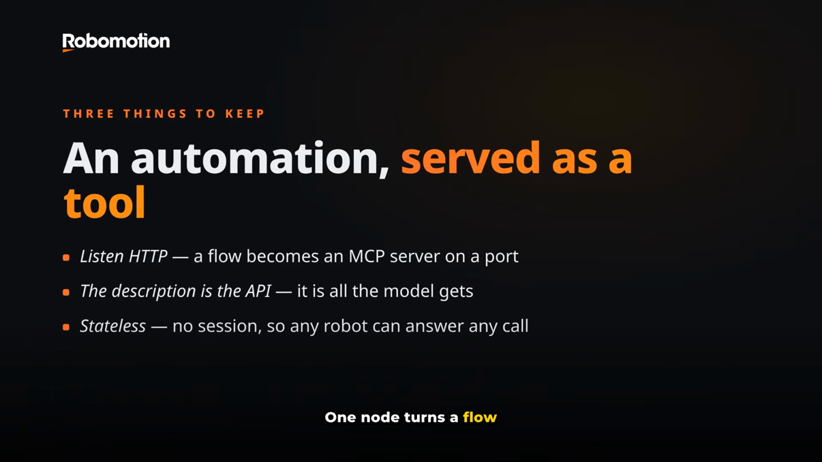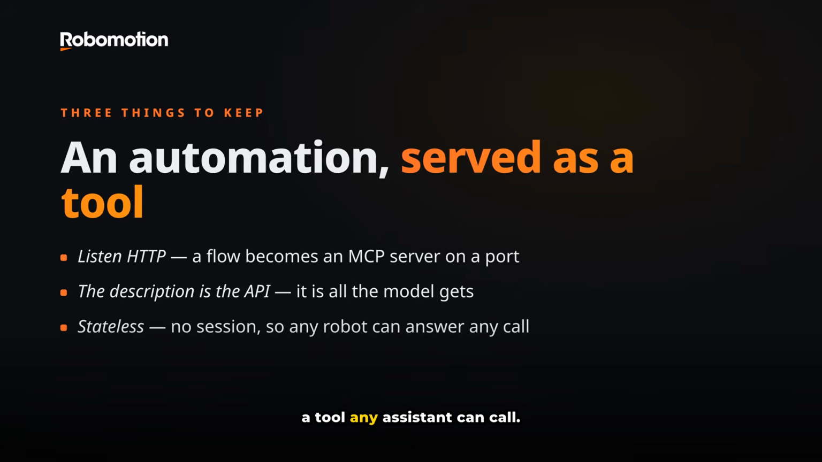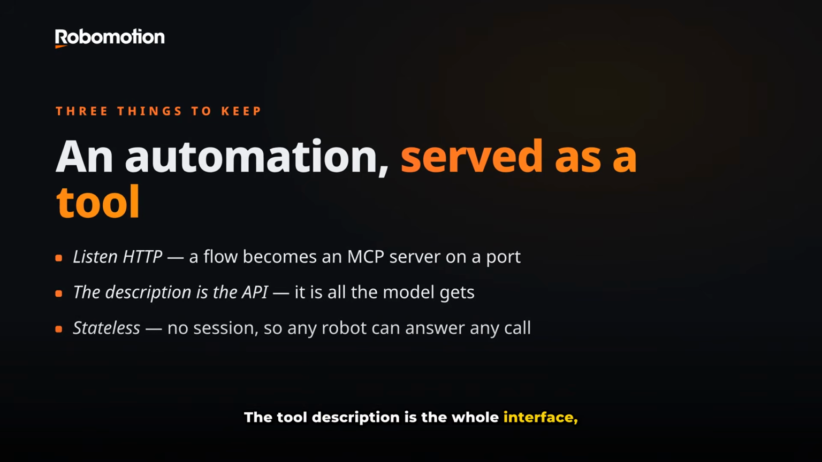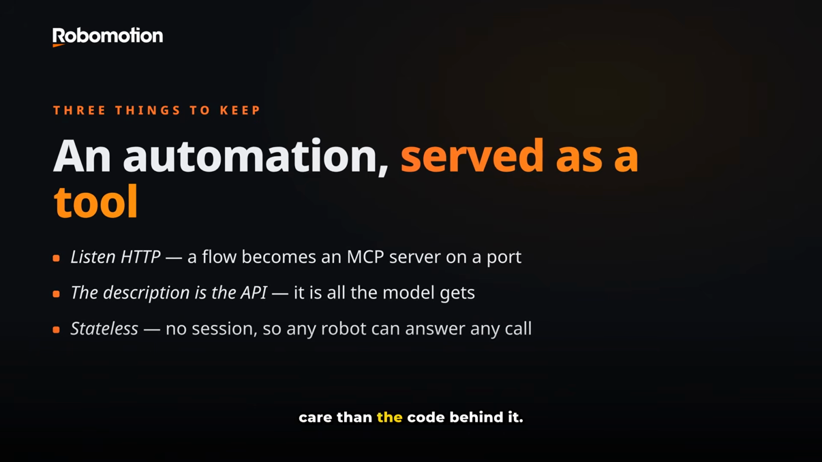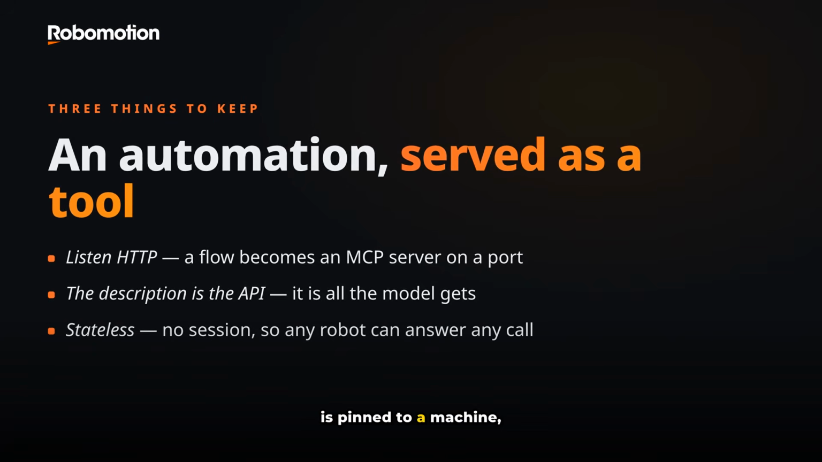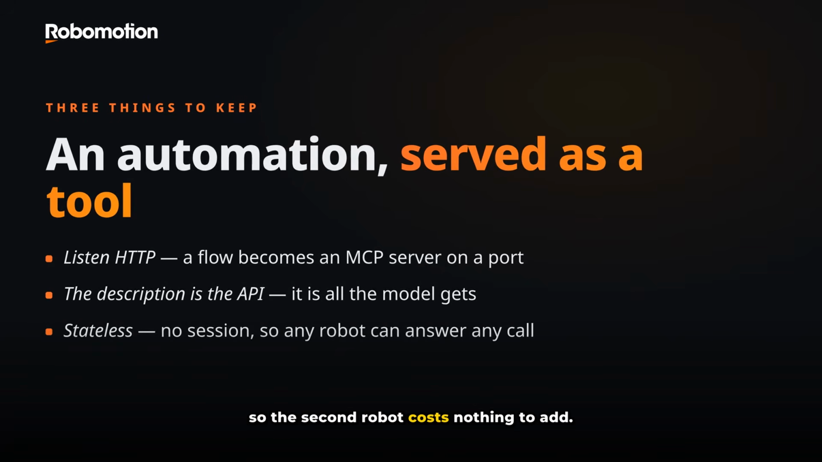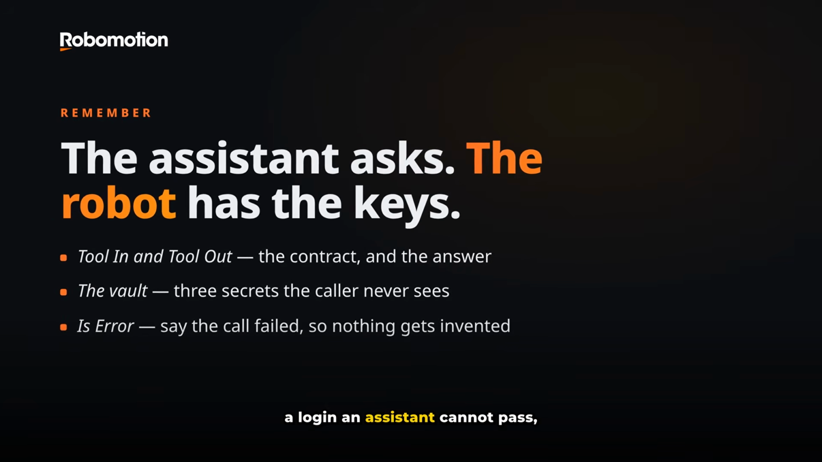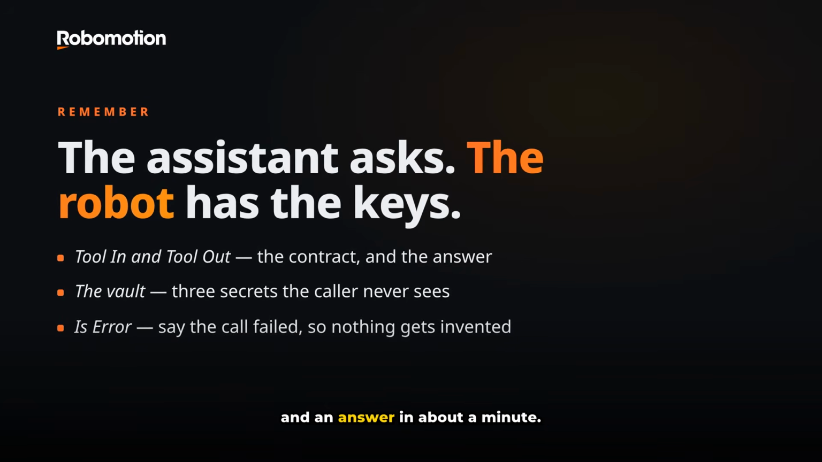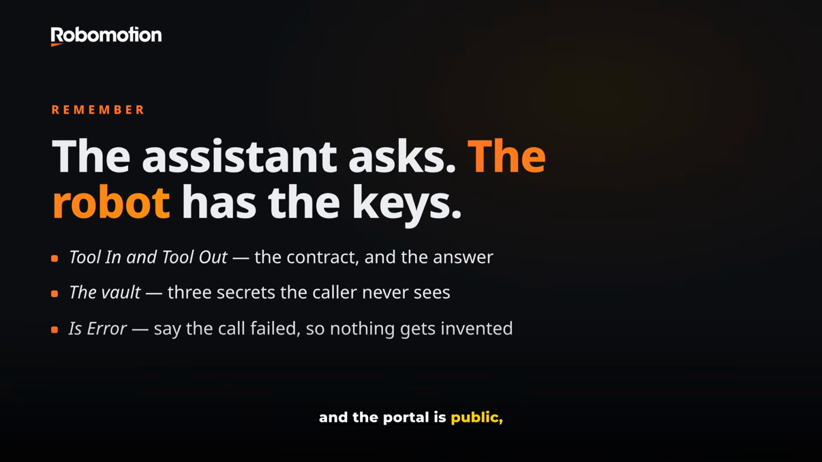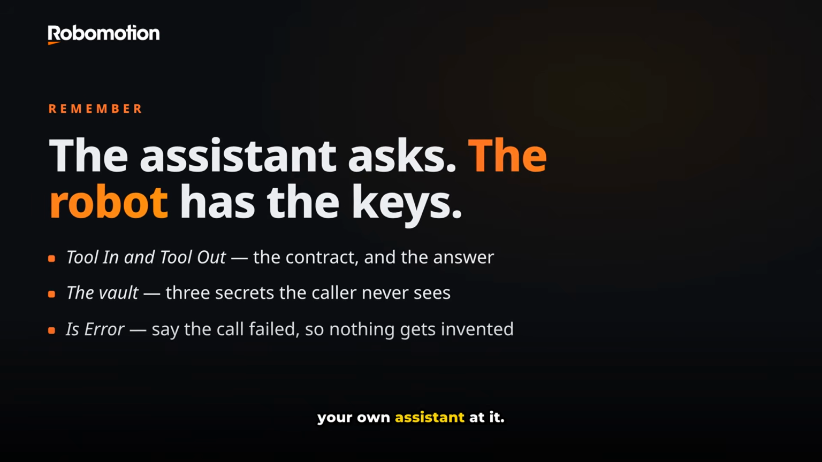One node turns a flow you already have into a tool any assistant can call. The tool description is the whole interface, so it is worth more care than the code behind it. And stateless means no call is pinned to a machine, so the second robot costs nothing to add. A portal with no API, a login an assistant cannot pass, and an answer in about a minute. The flow is linked below, and the portal is public, so you can point your own assistant at it.